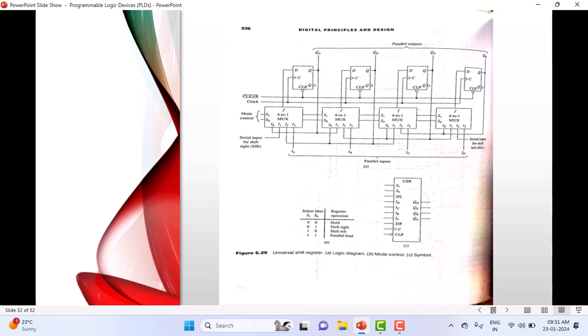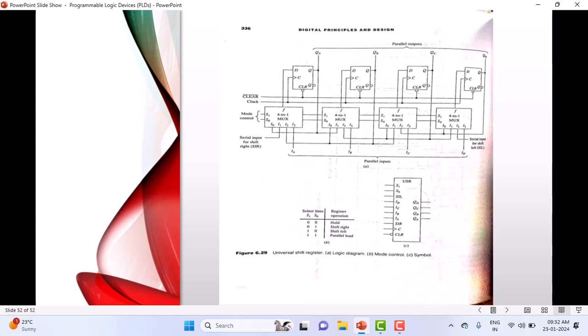Parallel data comes out here: QA, QB, QC, QD, the parallel outputs. Parallel inputs are here. Serial input is here. Serial output is here. And data can be moved like this, and it can be moved to the right side also. Data can be loaded from the serial input and moved this side also, or loaded here and moved to the right side. All these options are possible.